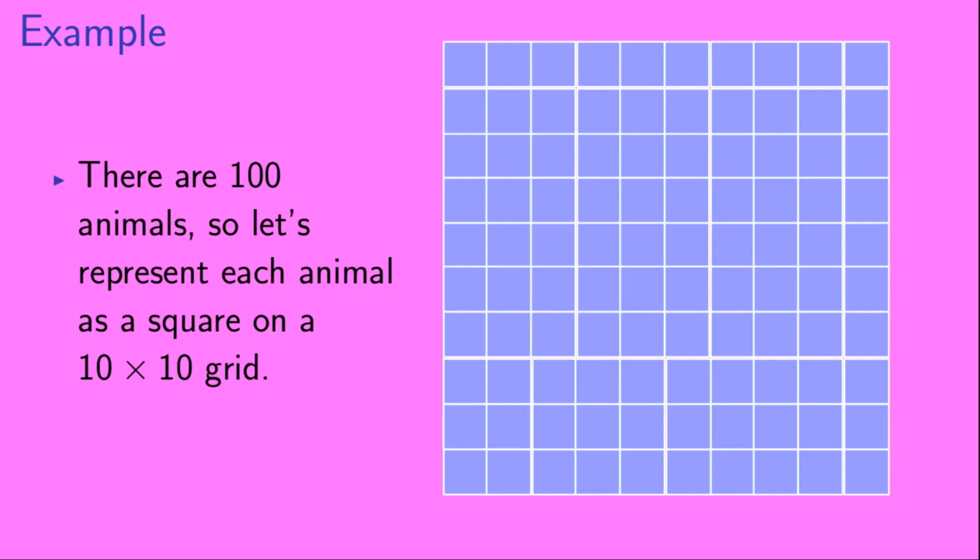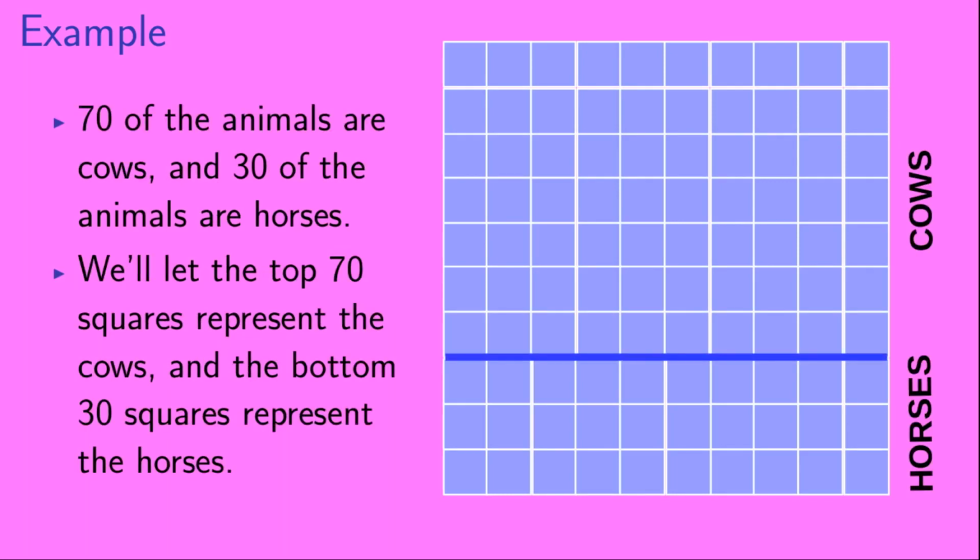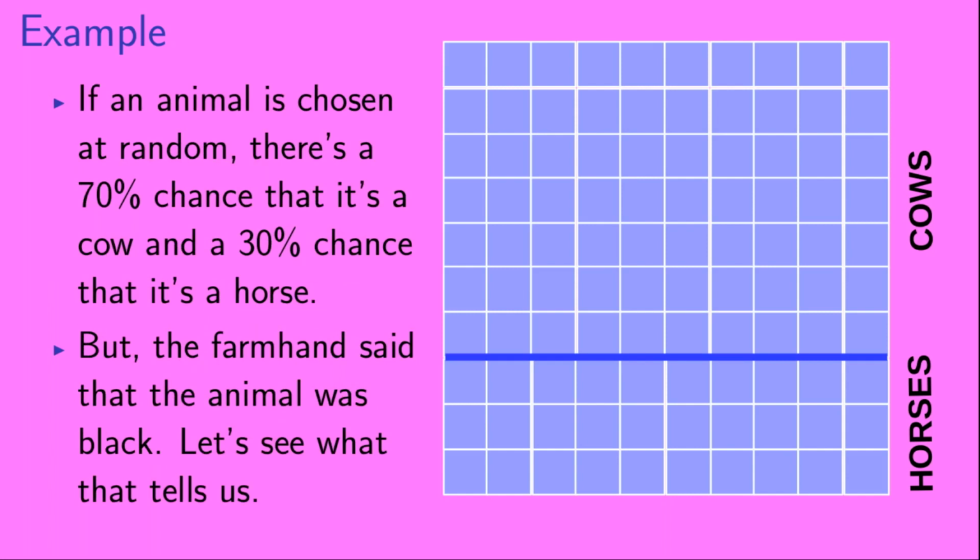So there are 100 animals, so let's represent each animal as a square on a 10 by 10 grid. 70 of the animals are cows, and 30 of the animals are horses. We'll let the top 70 squares represent the cows, and the bottom 30 squares represent the horses. If an animal is chosen at random, there's a 70% chance that it's a cow, and a 30% chance that it's a horse. But the farmhand said that the animal was black. Let's see what that tells us.